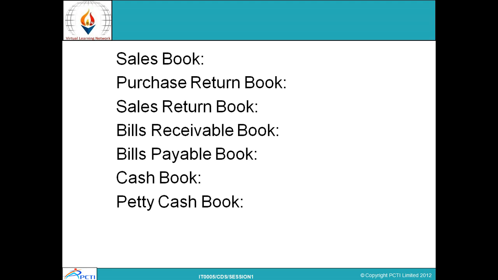Is bill payable for the drawee? Whatever is the receivable for a drawer is payable for the drawee. That means when you purchase goods on credit, you need not pay immediately, right? So instead, what you do? You accept the bill of exchange from a drawer, the supplier.